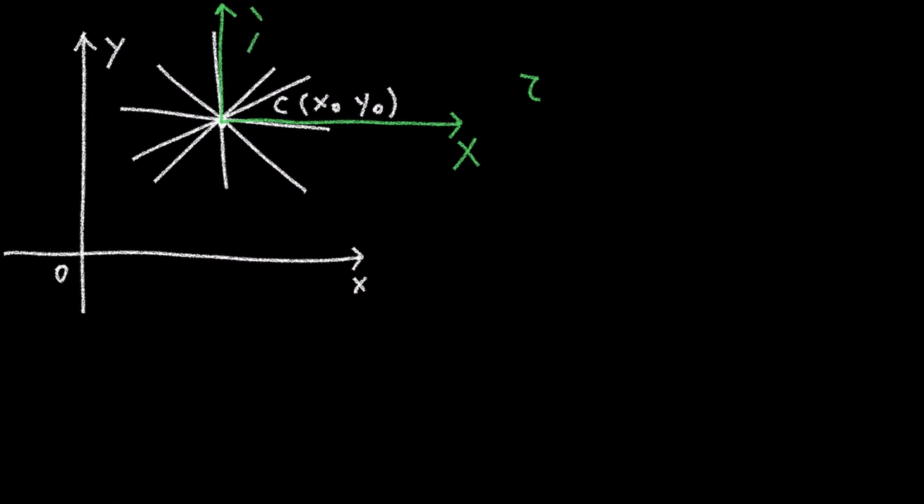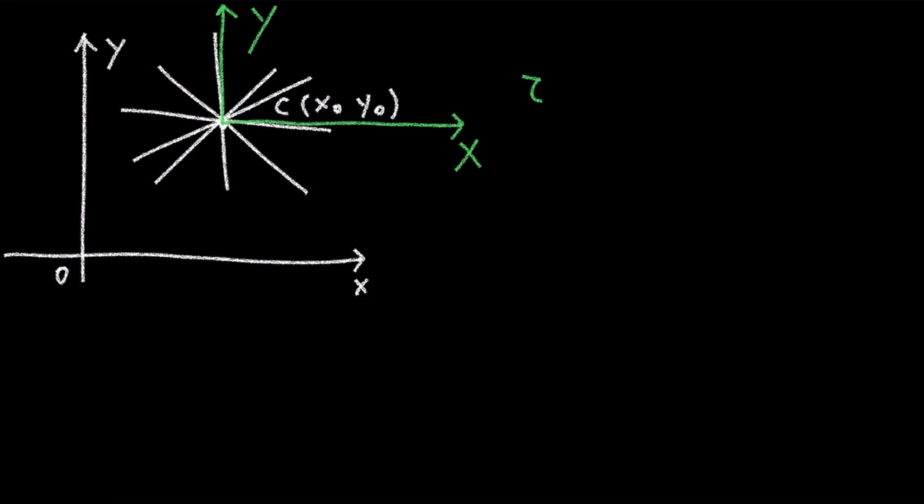This is capital X and this is capital Y. In the translated system, capital X, C, capital Y, the bundle of lines is represented by capital Y equals m capital X, because all lines are passing through the origin. Applying the inverse translation tau to the minus 1, which restores the original coordinate system, we will obtain the equation of the bundle in XOY.